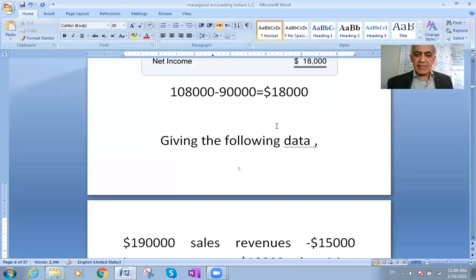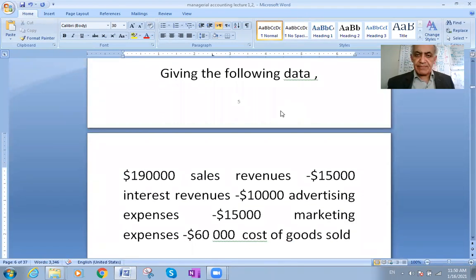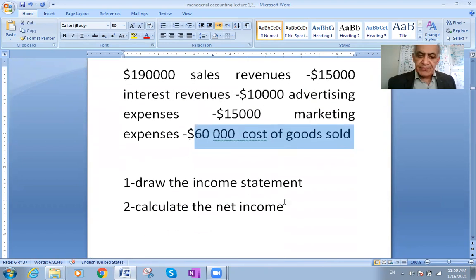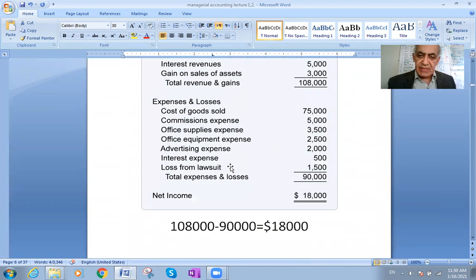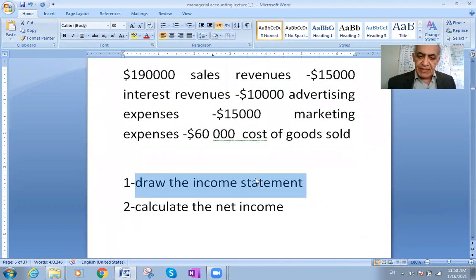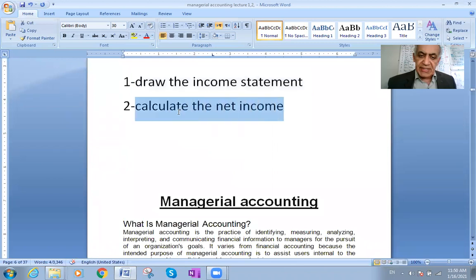The example gives the following data: 190,000 sales revenues, 15,000 interest revenues, 10,000 advertising expenses, 15,000 marketing expenses, 60,000 cost of goods sold. What I need is to draw the income statement exactly like in this figure, in report form, and calculate the net income as well.